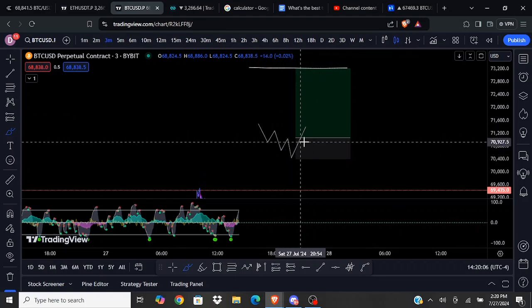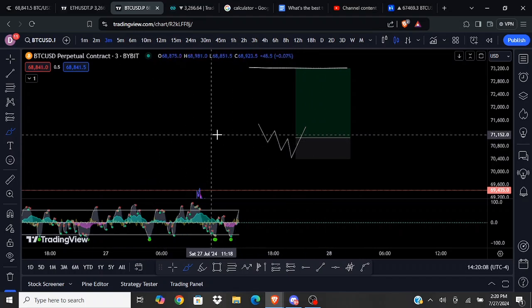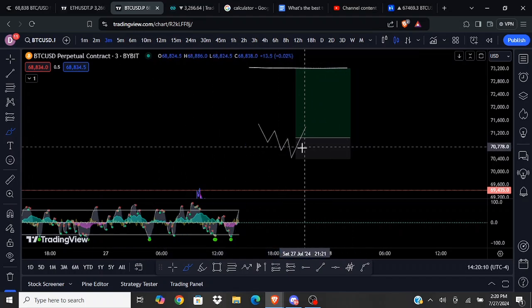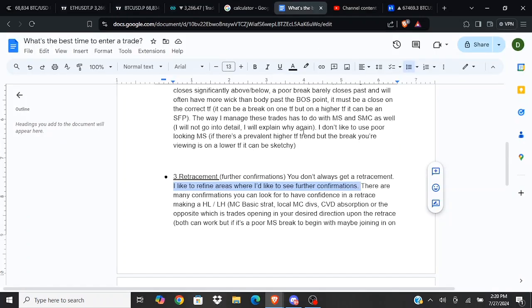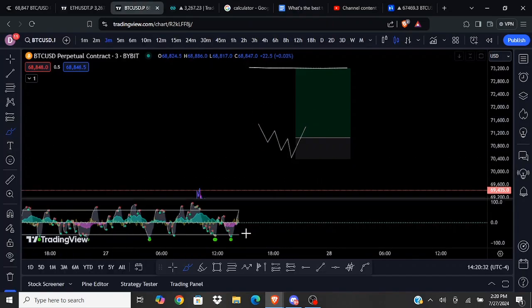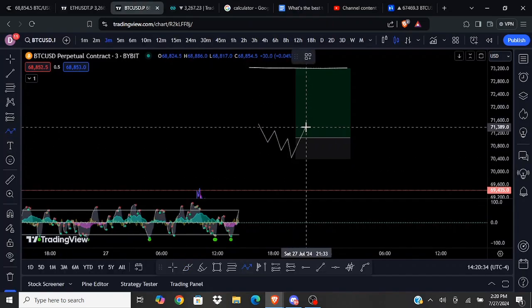You can look for confirmations with anything. Maybe there's higher time frame levels. Maybe there's a daily open somewhere. Maybe there's a VWAP. So I like to really narrow down the areas where I'd like to see my confirmations at. It's really situation dependent. Sometimes I kind of prioritize the confirmations over the refined areas on a retracement because we already got a sign of strength with the market structure break.